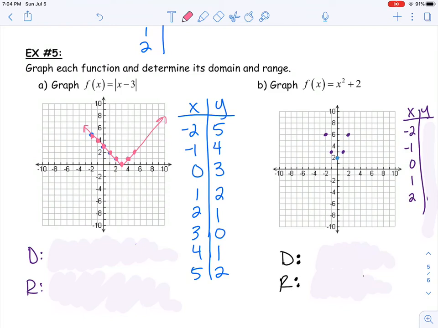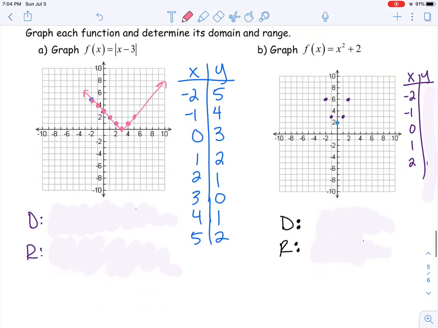Now that I have the graph, I'm more easily able to figure out what my domain and range is. Looking at my graph, if I'm looking for a domain, remember those are all the x values. Left, right, how far left does it go, how far right does it go, are there any domain restrictions? It looks like there's no holes, there's no denominators. This graph is going to go to the left forever, it's going to go to the right forever, it's going to include all x values, so my domain would be negative infinity to infinity.